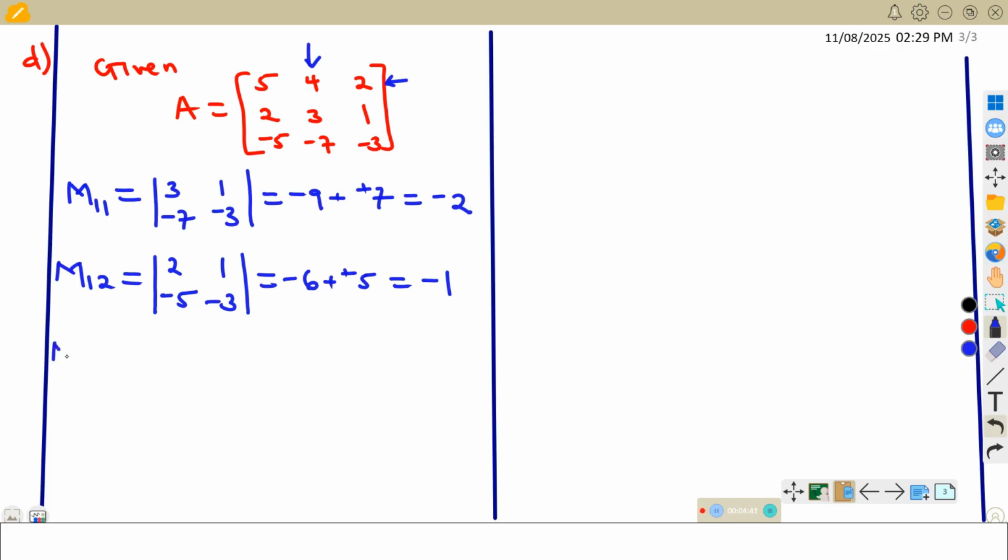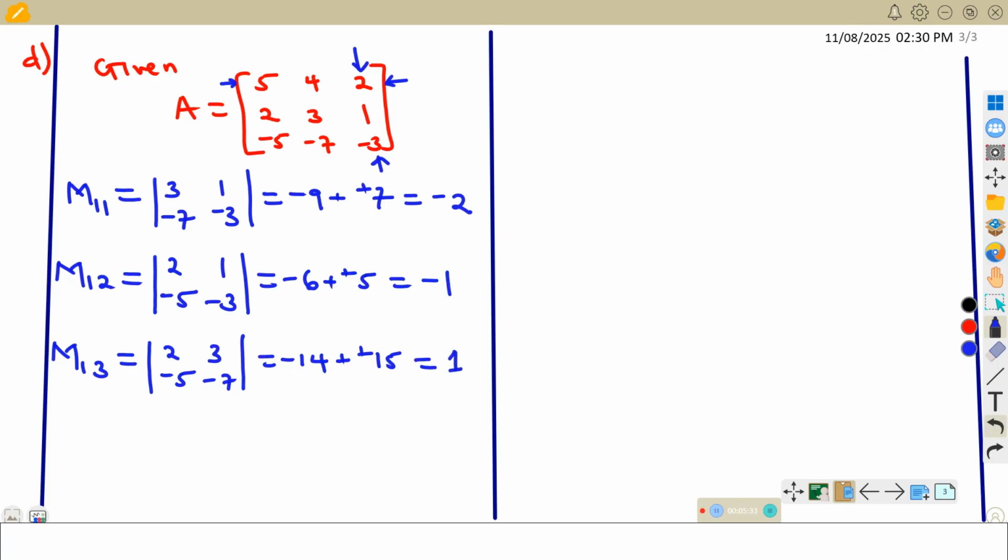So next we look at M1, 3. Delete the first row and the third column. So this is out, this is out. So get the determinant of the remaining one. If this is out, and also this is out, it means we are remaining with 2, -5. Then here we are remaining with 3 and -7. So this will give us 2 times -7, -14, minus -5 times 3, -15. This will give us a plus, and this will be +1.